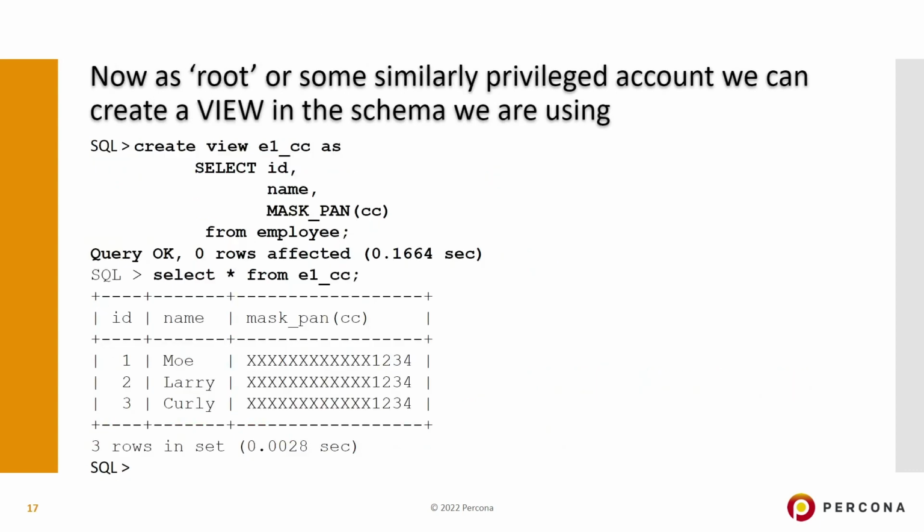So we're going to set up a mask. Now we're going to log in as root or some other similar privileged account, and we're going to create a view. And this view is going to have a select statement in there where part of it is mask, using mask pan on the credit card number. And if we run this as the privileged user, select star from the view that we've created here, you see that we get the ID, the name, and the masked credit card number.